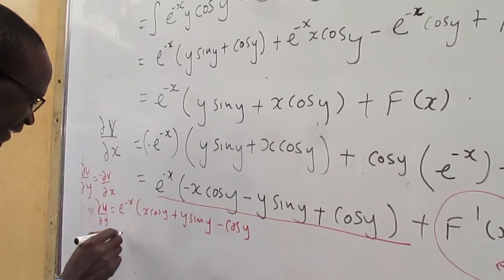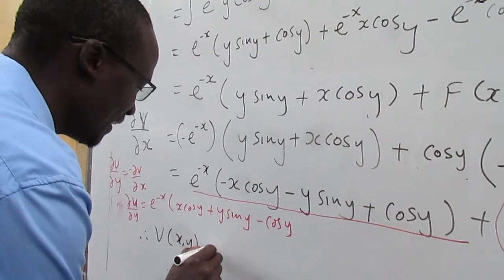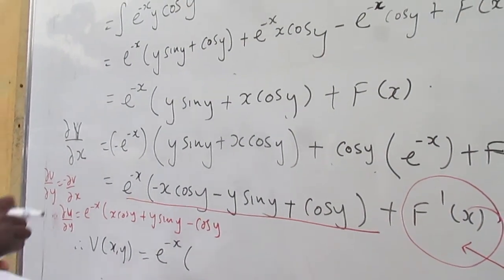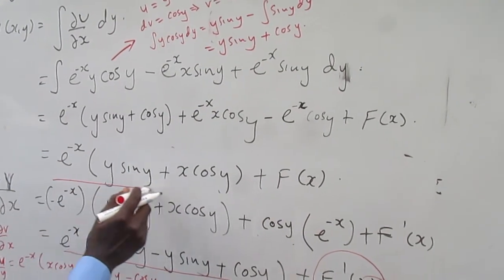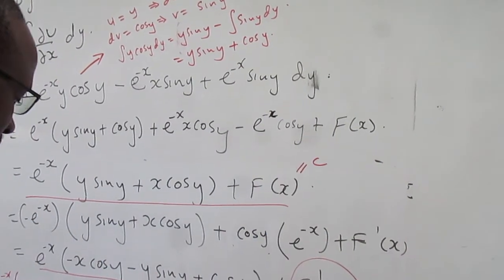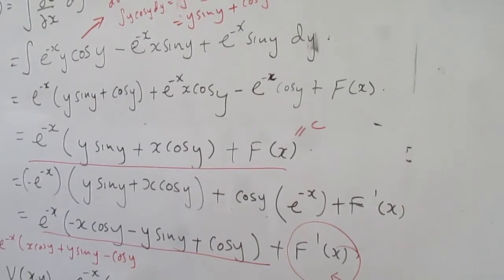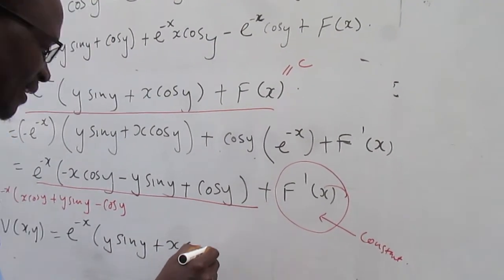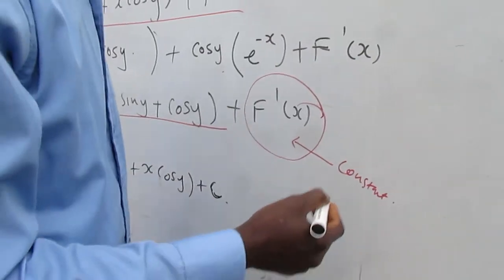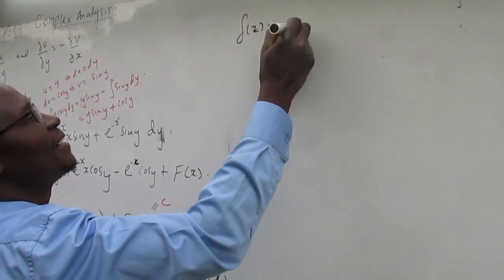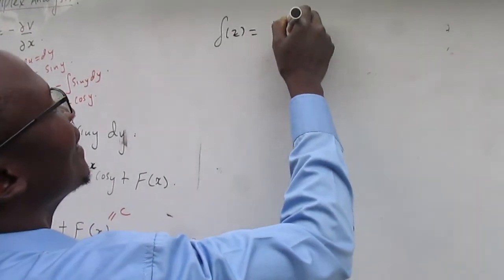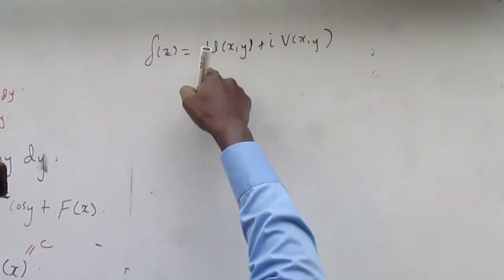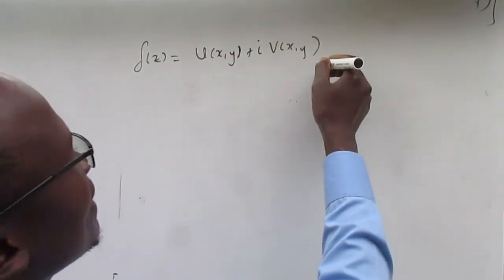And so therefore we can say that the harmonic conjugate is a function, the exponential of minus x into, and so we are going just to take this and then replace this by a constant. So it's equal to y sine of y plus x cosine of y, plus some constant. And so now our function f of z will be u of x, y plus i v of x, y, where u is defined as the function that was given, and where v is this function that we have just found.